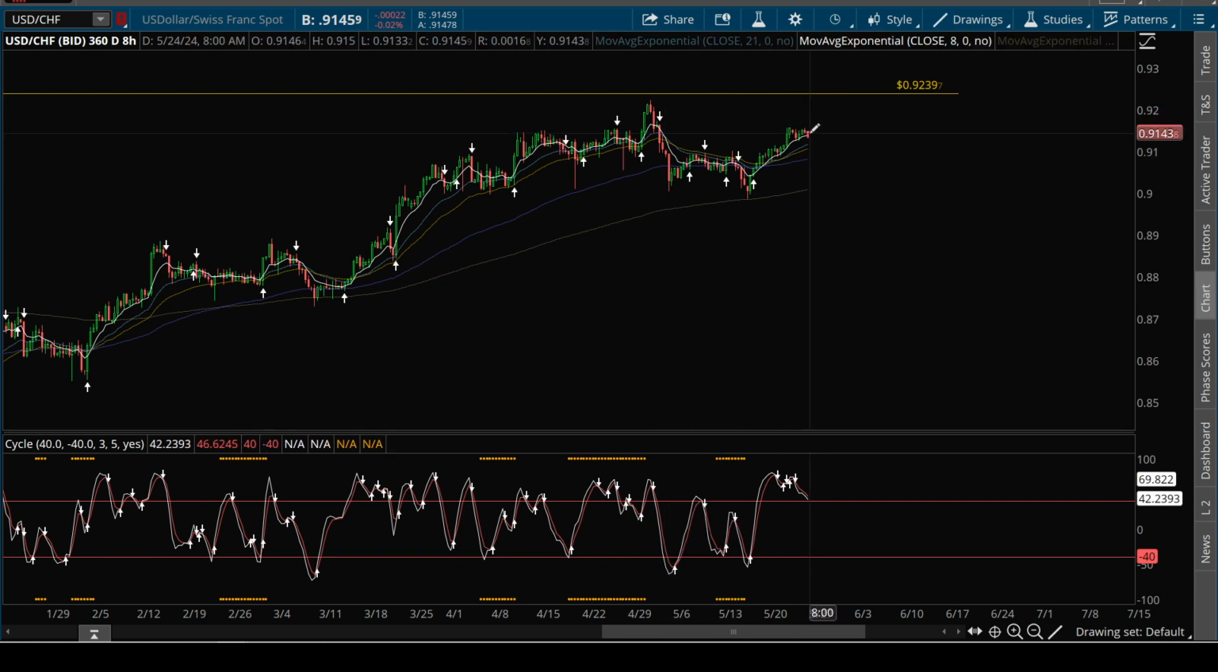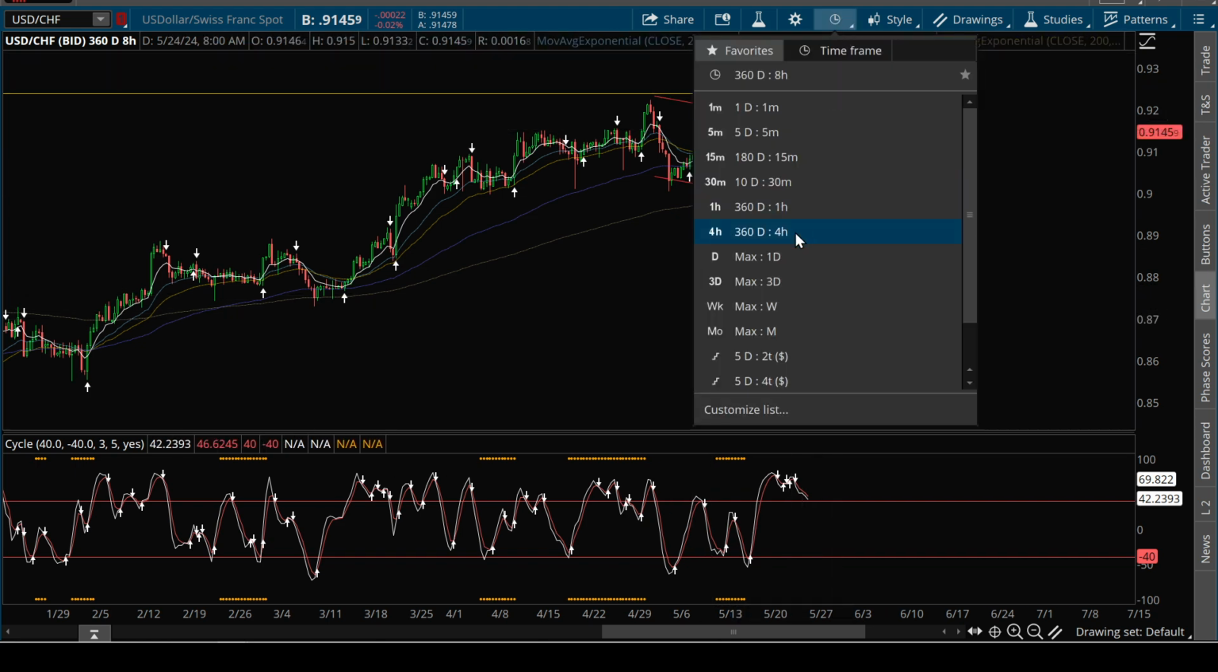Now, can it throw you one more down right here and make basically a double bottom? Just make a larger correction. It can, but that's trading, that's managing risk. You're looking for buy setups all the way. You're not looking for sell setups.